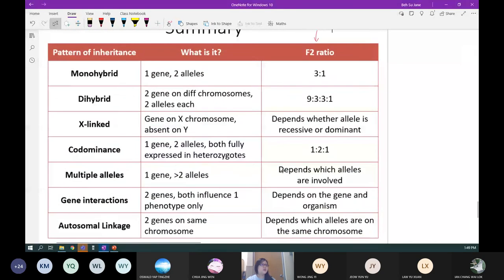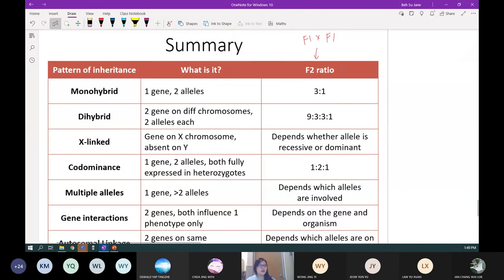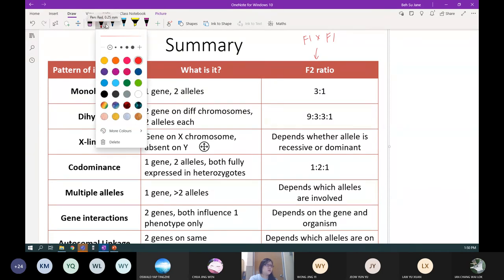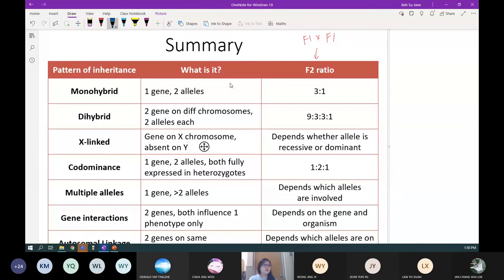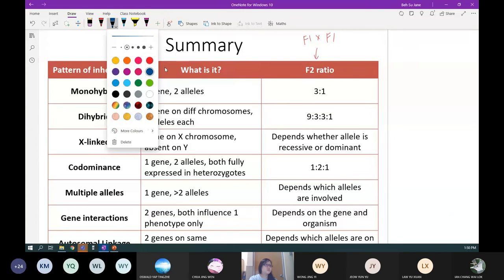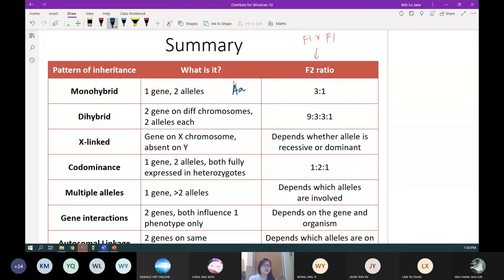Okay, I'm going to do a summary. F1 crossed to F1 represents F2, and there are set F2 ratios for some patterns of inheritance. So, let's do this again. Monohybrid is usually expressed like this. Normal, recessive, dominant sort of phenotype. This is probably F1 here. If you cross this with itself, it will result in a 3-to-1 ratio for sure.